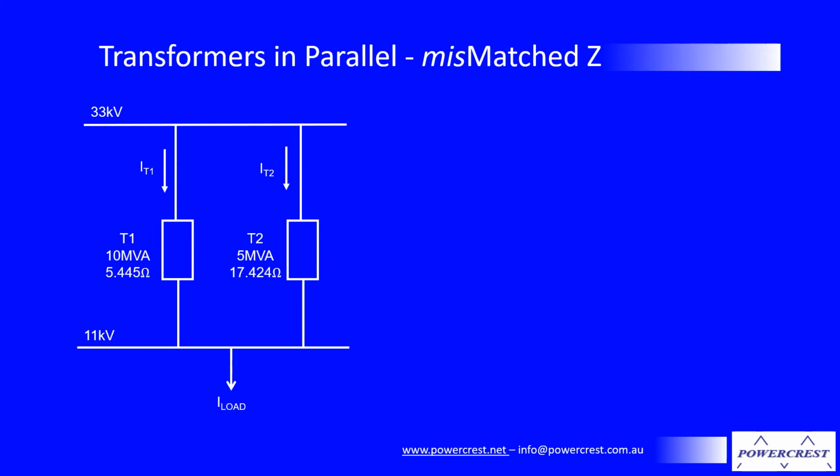Okay, so now we see that the impedance of T2 has gone up from 10.89 ohms to 17.424 ohms, a 60% increase. Right now, we said before, ideally, that the current should be split in a ratio of 2 to 1. So ideally, we'd like T1 to have twice the current of T2. But now we see that there's a bit of a mismatch, right?